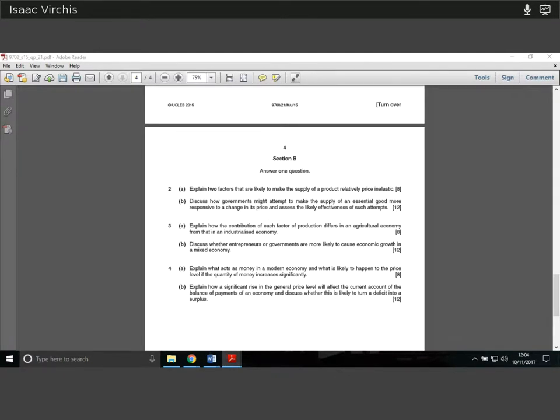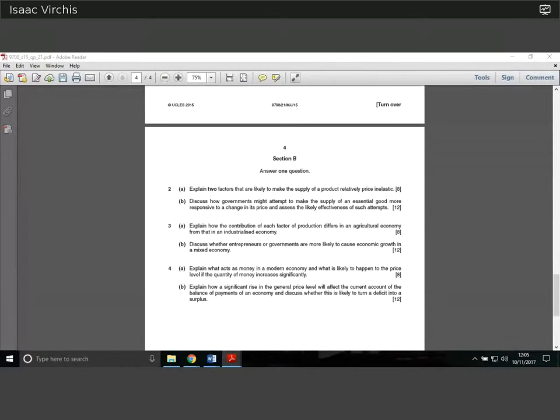So how do they contribute differently in agricultural economies? Well, we can say that land is really important. Land contributes almost as capital in a sense in an agricultural economy. You need good land, good soil in order to grow. It's something that's necessary for the production process. Whereas in an industrial economy, land is simply where you build your capital, where you put your factories, where you put your machines.